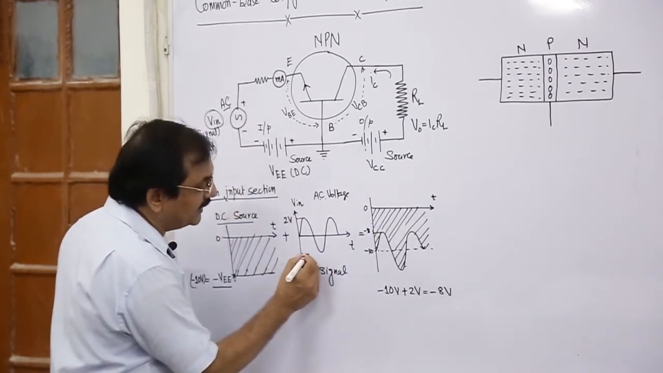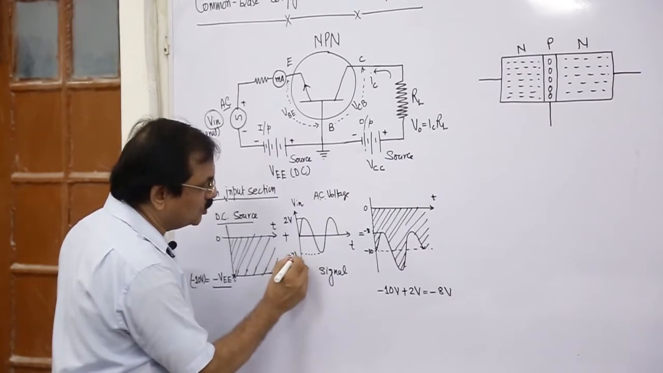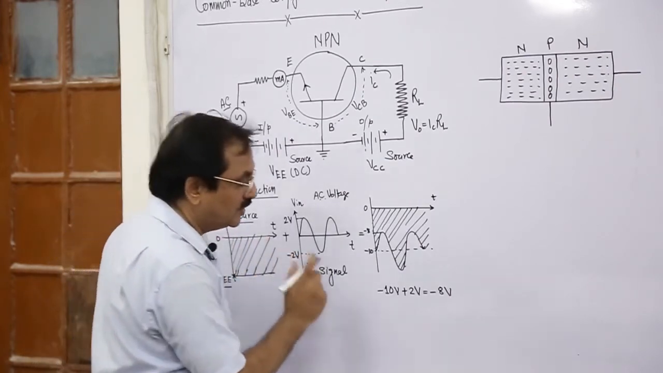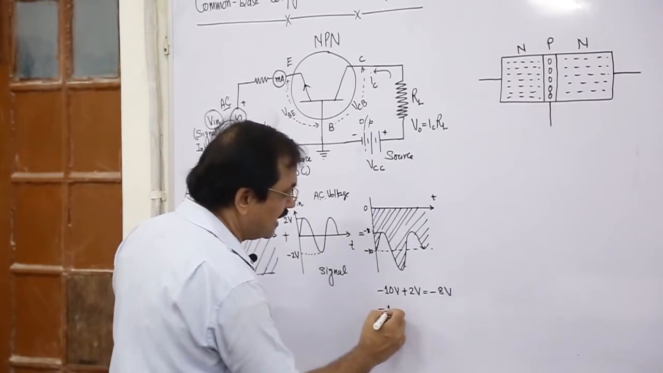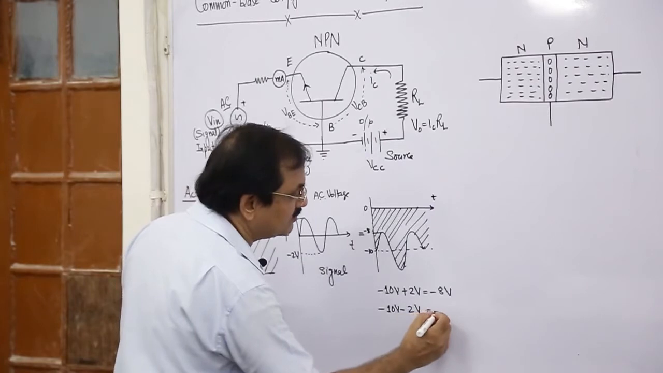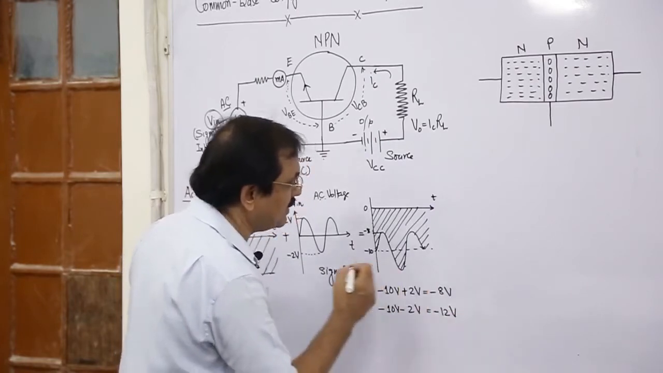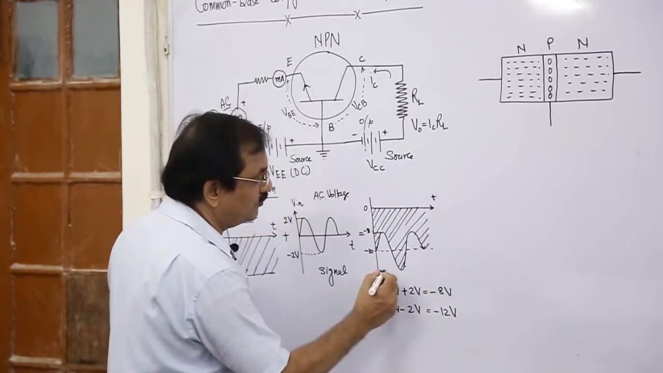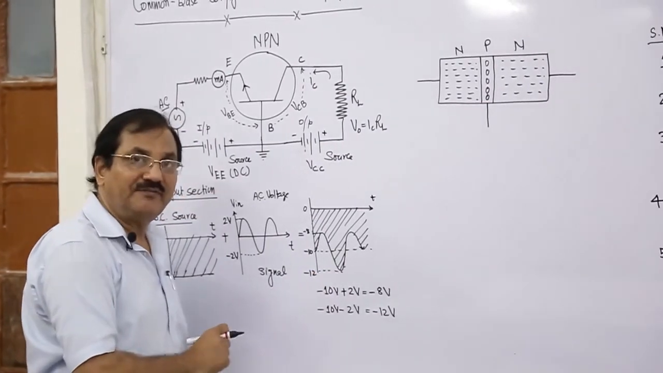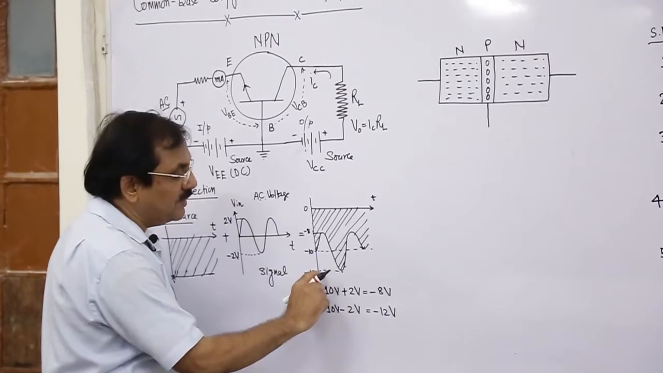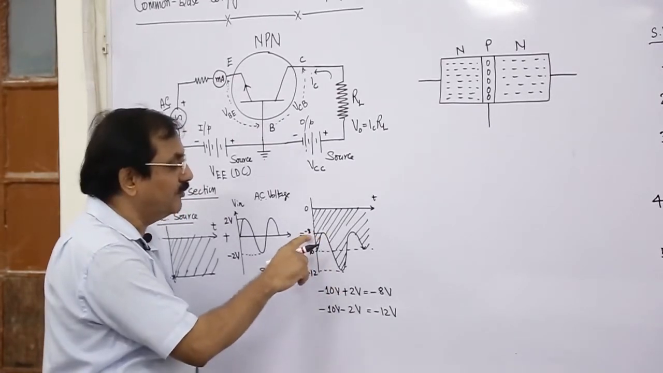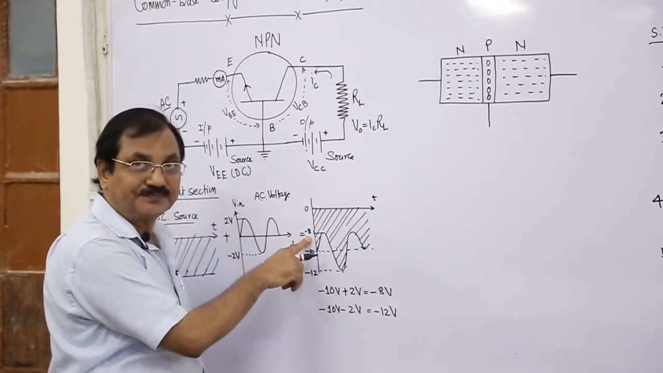But for this particular value, when it is minus 2 volt, what will happen? This is minus 10 volt and then minus 2 volt, then it is minus 12 volt. So what we will find? The maximum negative voltage is minus 12 volt. The minimum negative voltage is minus 8 volt.